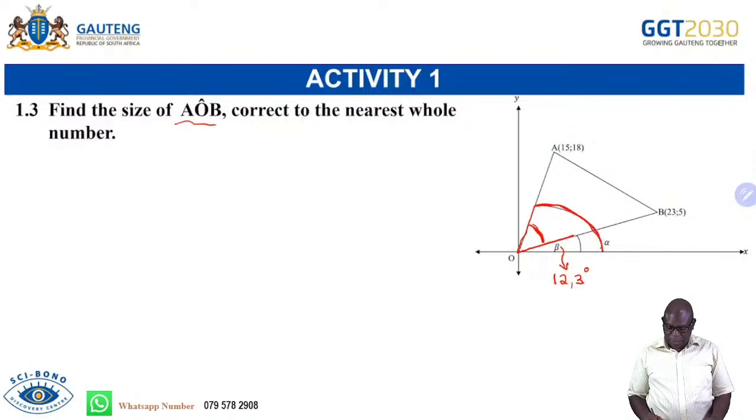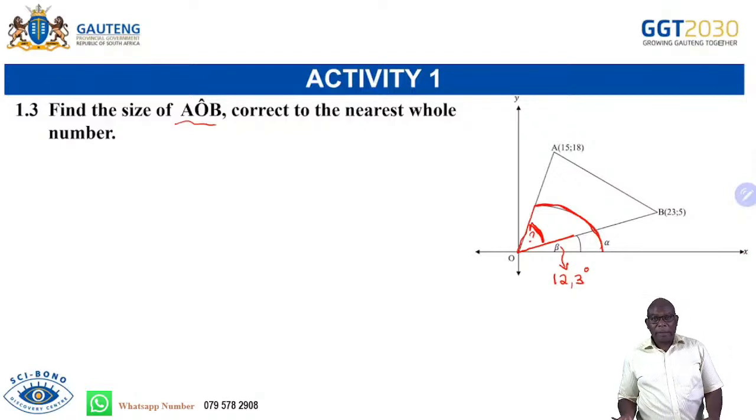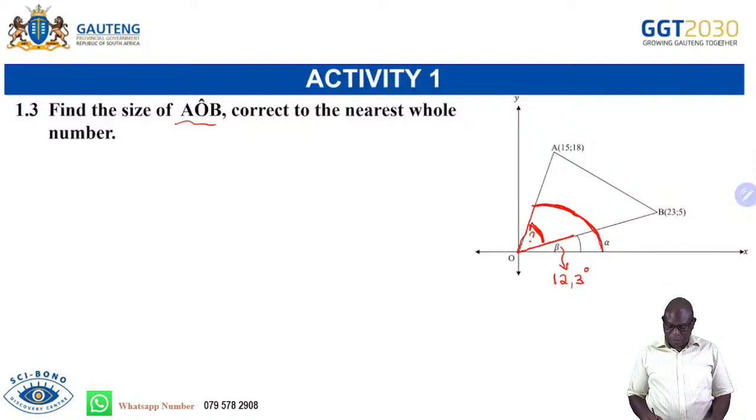So for this angle here, I cannot use the tan for that angle. So I must do something. I know this is a triangle, so I must do something with that angle. First I will try to get angle alpha. Once I get the whole of alpha, which is from here to there, I can remove this angle here. If I've removed this part, then I'm left with AOB.